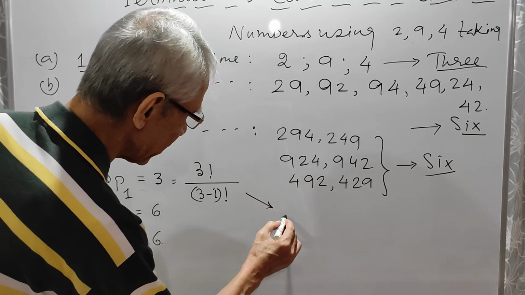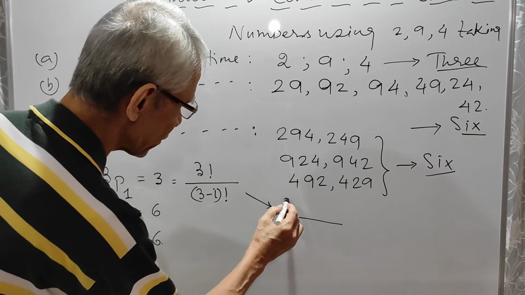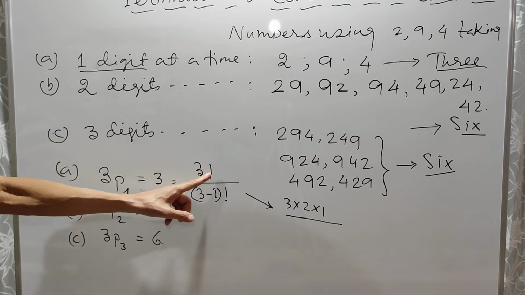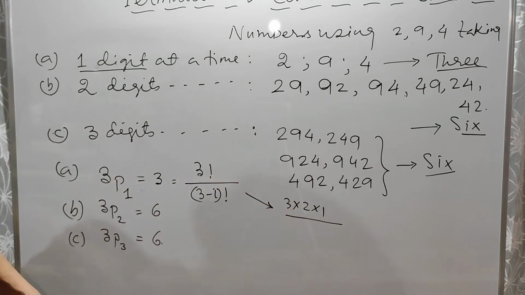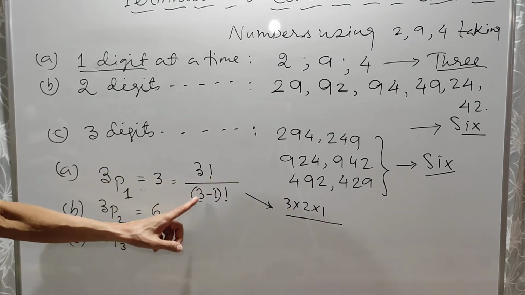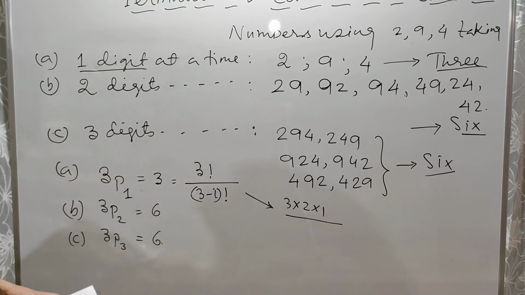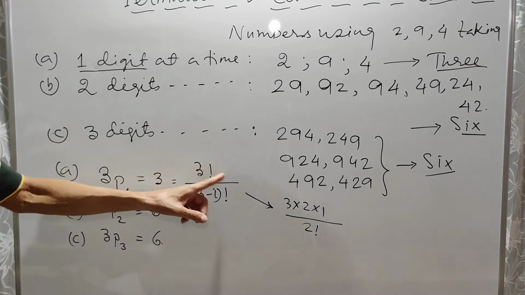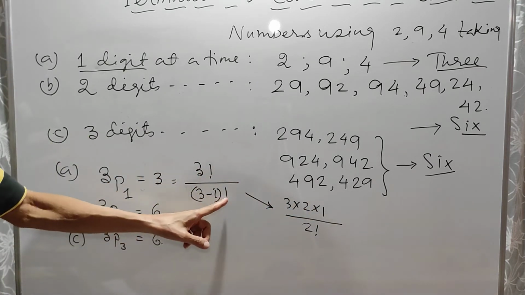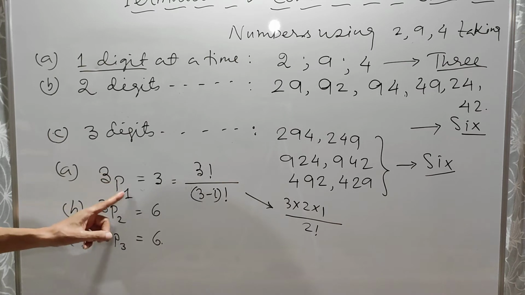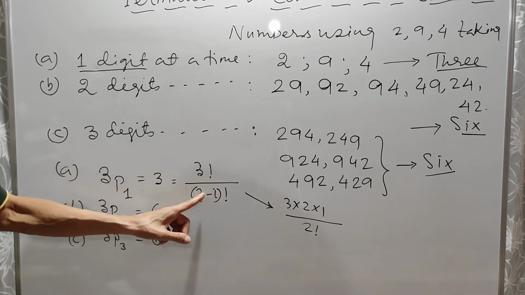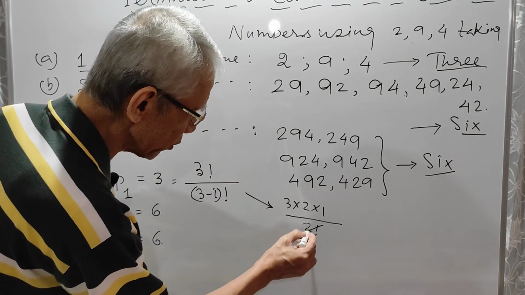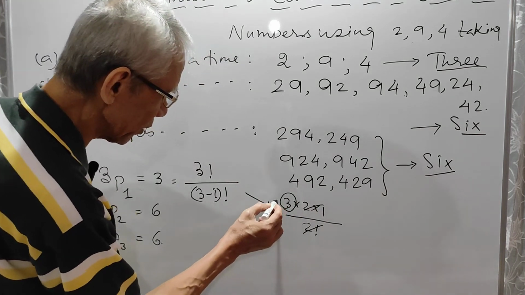Now 3 factorial means what? 3 factorial means 3 into 2 into 1. Now this is 3 minus 1 factorial. 3 minus 1 means 2 factorial. So this is 3 factorial, 3, 2, 1, and this is 3 minus 1 factorial, that is 2 factorial. Now 2 factorial means what? 2 into 1. So this 2 into 1 and 2 into 1 cancel. What remains? 3.